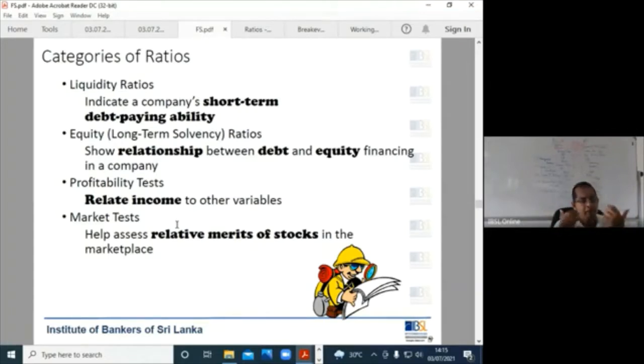Then we have profitability ratios. Profitability ratios indicate the profitability, right? Related items. That is profitability, gross profit, net profit, PBID, all those things. Market ratios are done for listed companies. We are not going to discuss those things, but I have given you a full tube so you can have an idea by going through it, right?